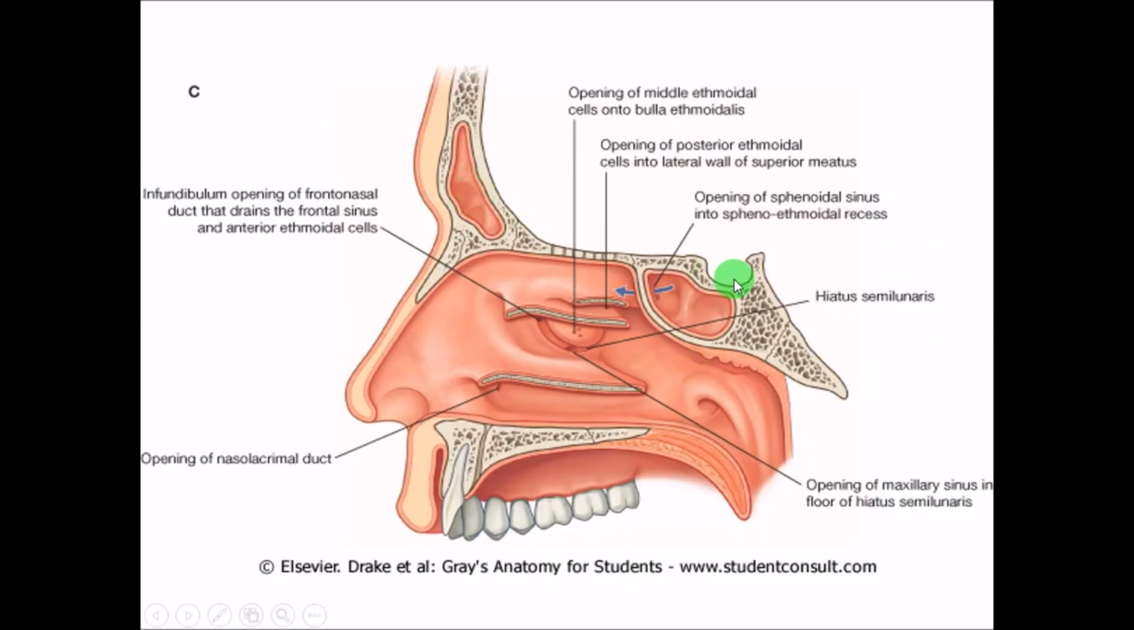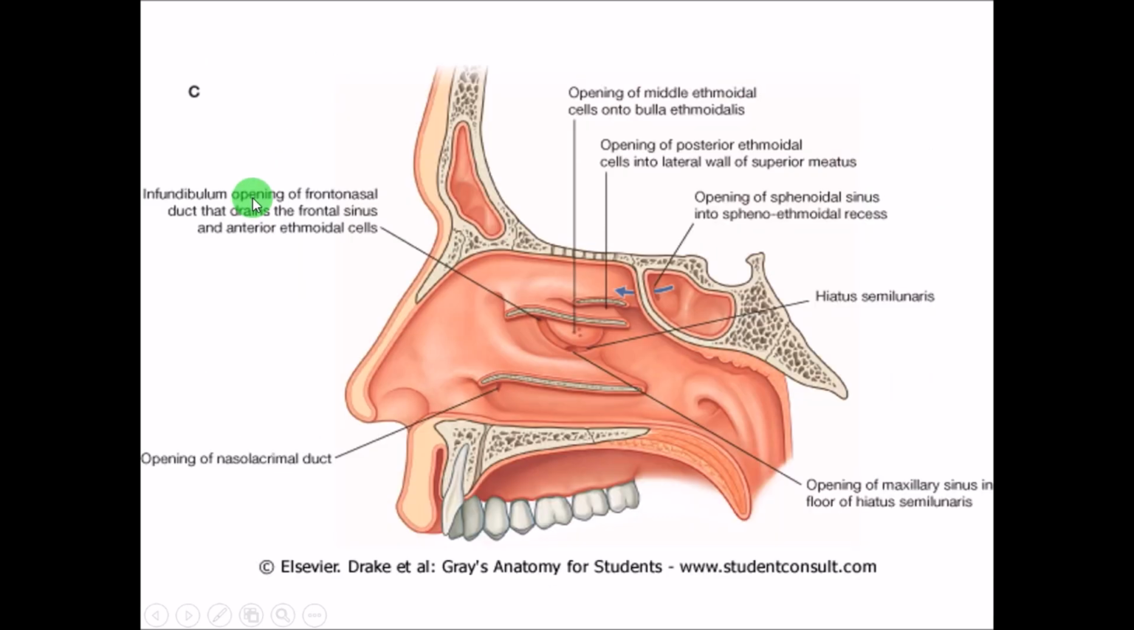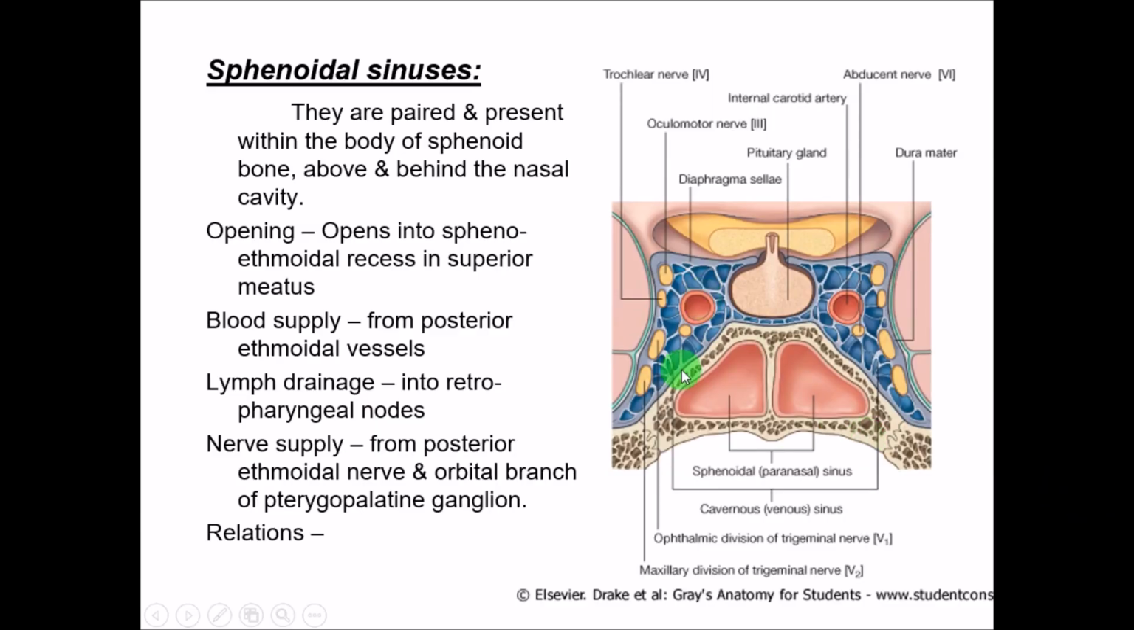This is the frontal air sinus. This is the sphenoid bone. Within the sphenoid bone, this is the sphenoidal air sinus, which is opening above the superior concha. The sphenoidal air sinuses are paired and present within the body of the sphenoid bone, above and behind the nasal cavity. So this is the lateral view of the sphenoidal air sinus. This is the anterior view of the sphenoidal air sinus.